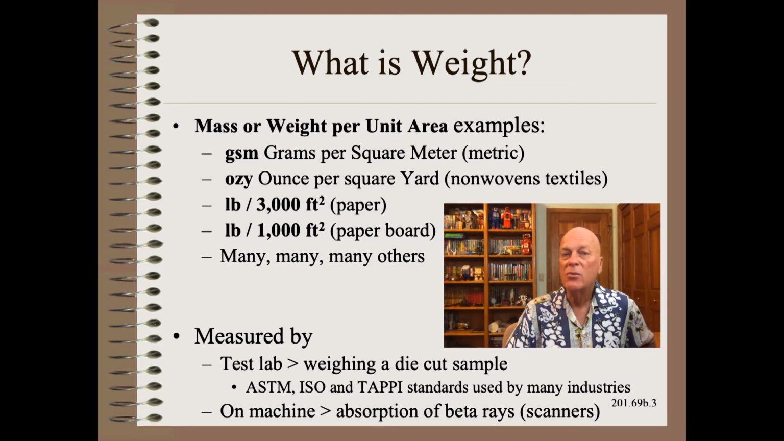Online scanners, which can cost millions of dollars, infer weight indirectly as the absorption of nuclear particles from a nuclear source. The scanner is calibrated against the gold standard of weight measurement, which is still the old-fashioned weighing of samples.